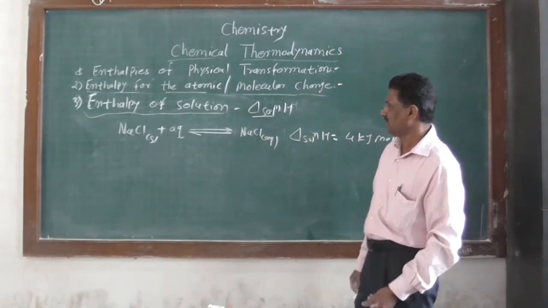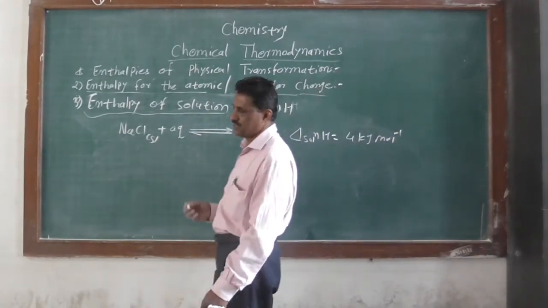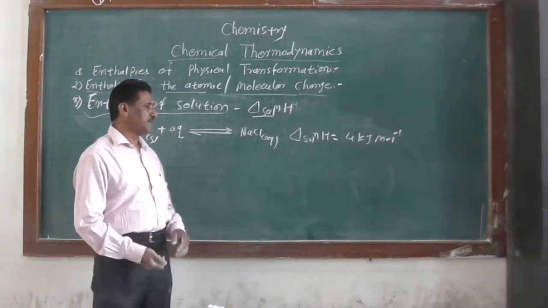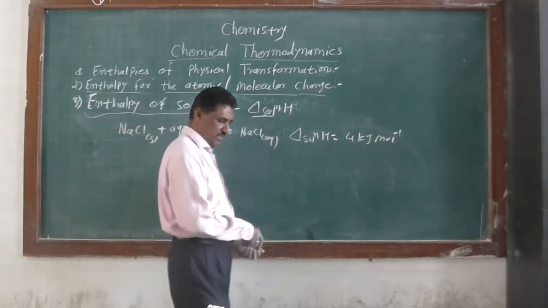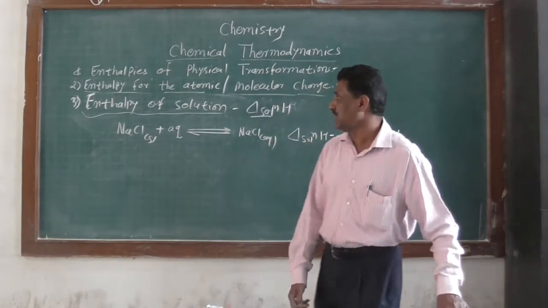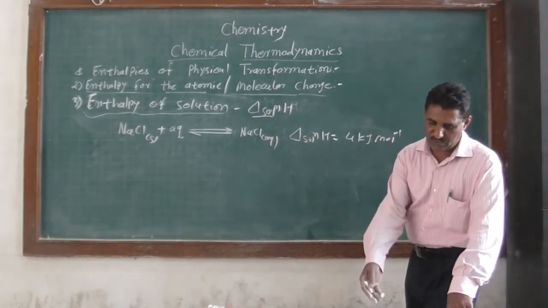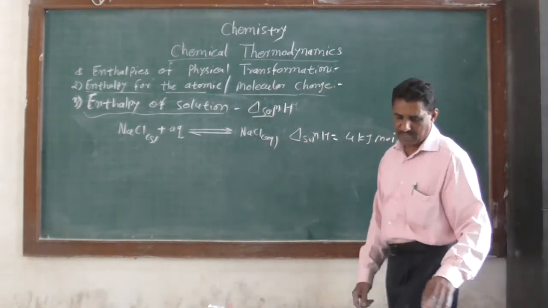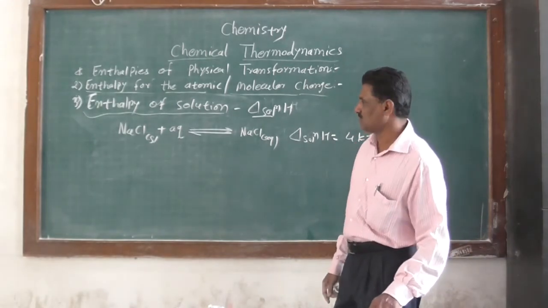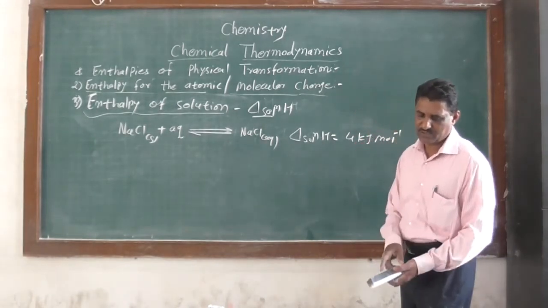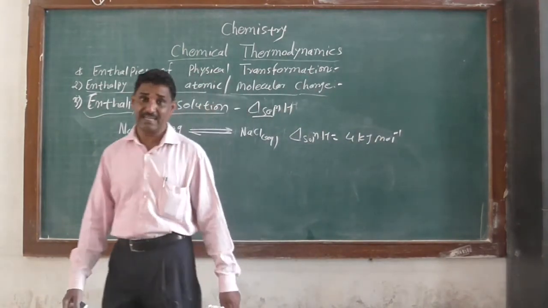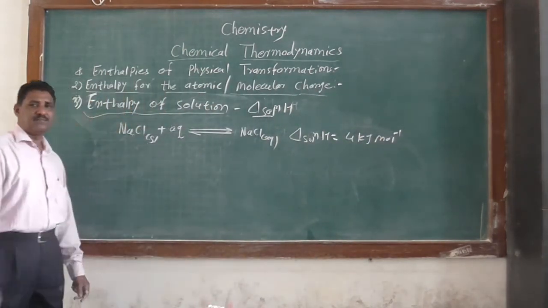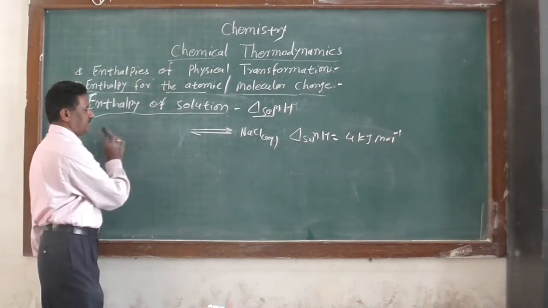And the definition is one mole of substance completely dissolved in a specific amount of solvent, and the energy change in that process is called the enthalpy of solution. Here, an ionic compound dissolves in water in two steps. The first is formation of the crystal lattice, and the second step is hydration.